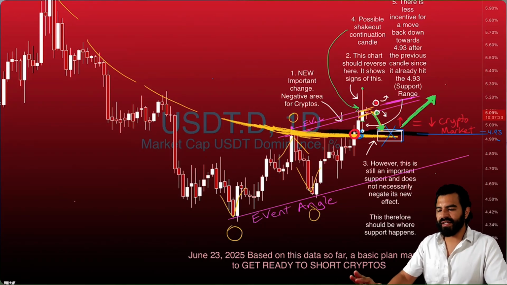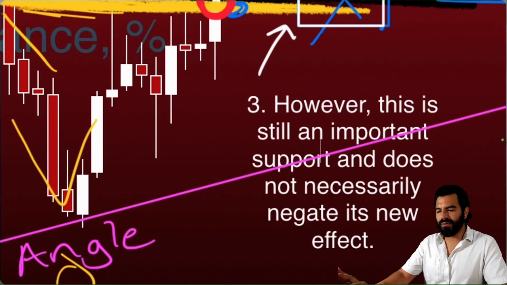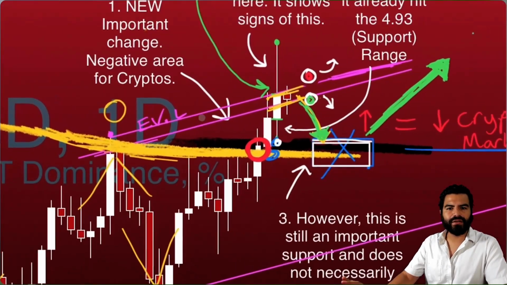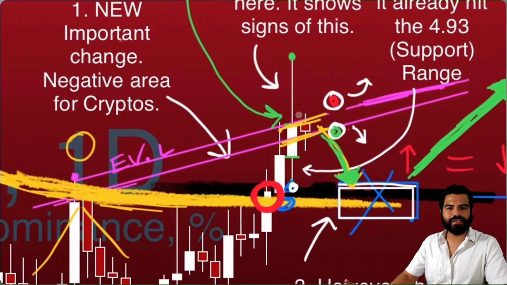We did draw the event angle. So we did show some support in these areas. So if we ever come back down to these areas, we know where we're at. We know where the resistance is supposed to be at. It's supposed to be here.